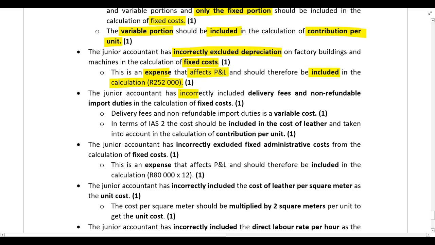All right, so he has incorrectly included delivery fees and non-refundable import duties in the calculation of fixed costs. The delivery fees and the non-refundable import duties is a variable cost, and in terms of IAS 2, the cost should be included in the cost of leather and taken into account in the calculation of contribution per unit.